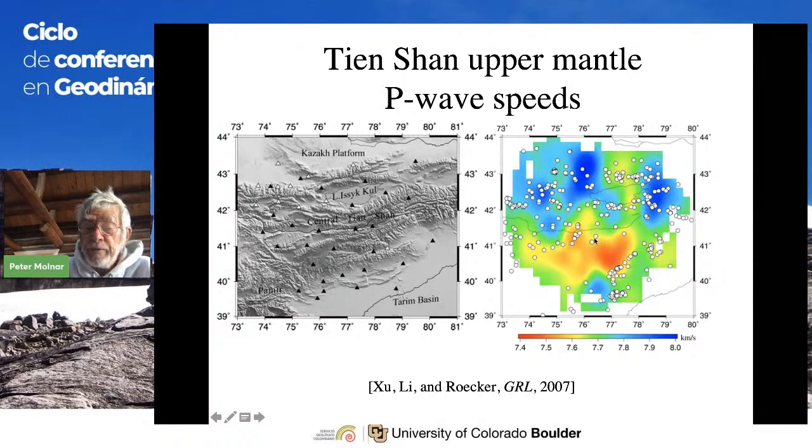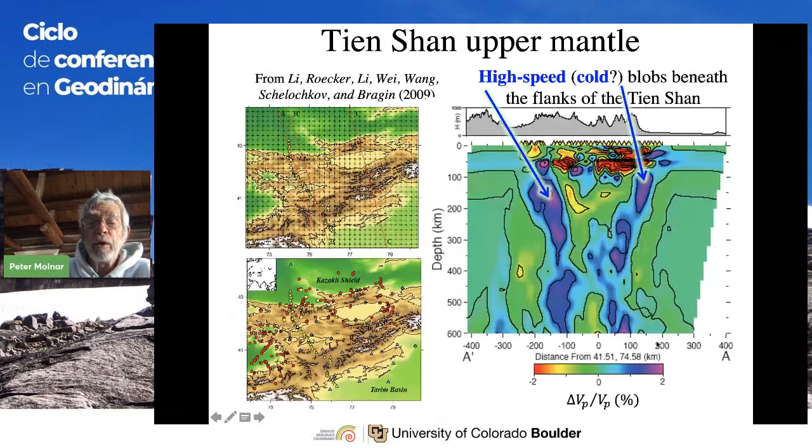And this is P wave speeds in the upper mantle, getting down below 7.5 kilometers per second. Very low P wave speeds in here, very low P wave speeds in the highest part of the Tian Shan. This is the highest part of the mountain range. So low speeds suggesting a hot region with high speeds in the surroundings on the two sides. Not that high, but suggesting a warmer environment.